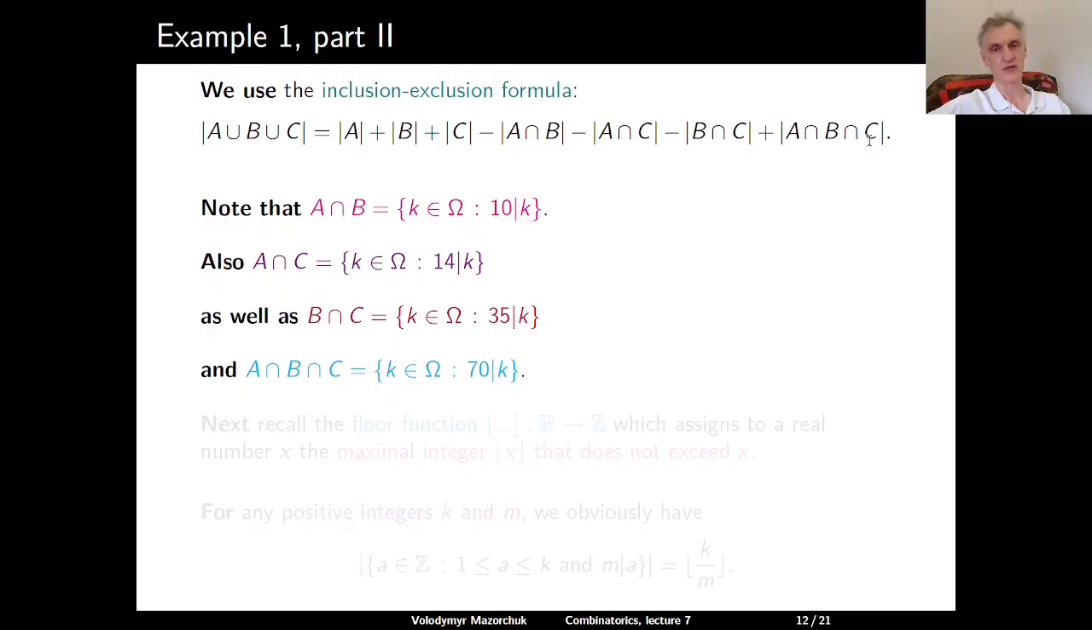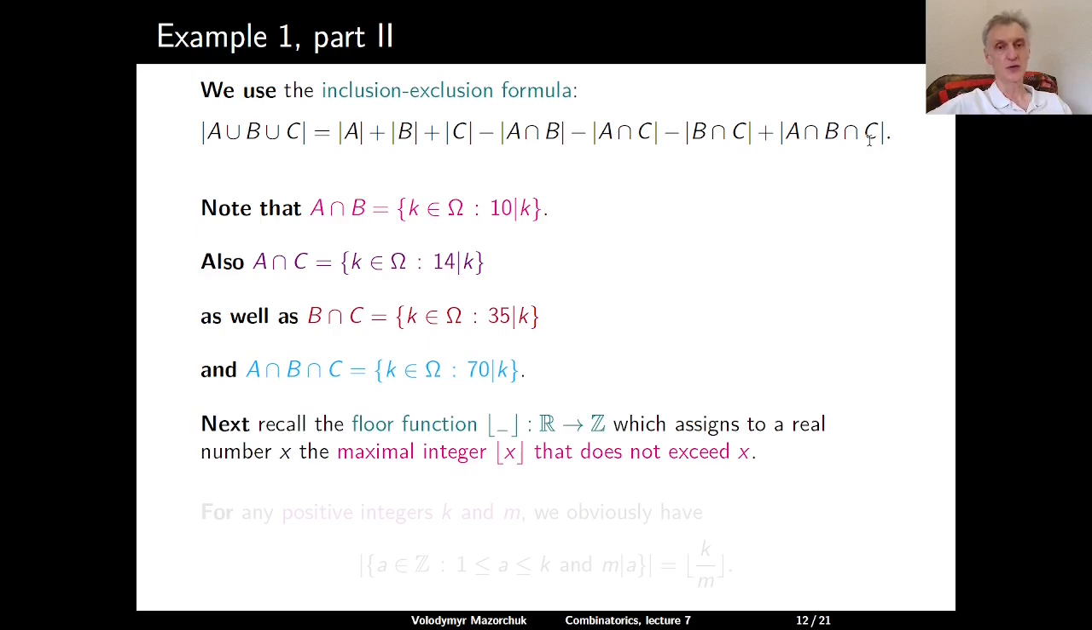70 is 2 times 5 times 7. Next, let us recall that we have the floor function, which has as an input a real number x, and it outputs the maximal integer which doesn't exceed x and which is denoted in this way.